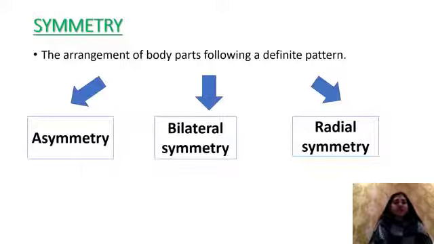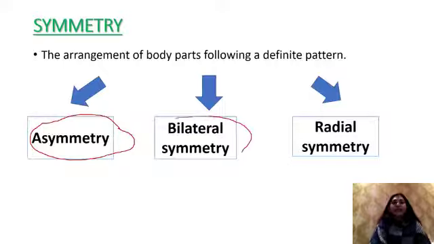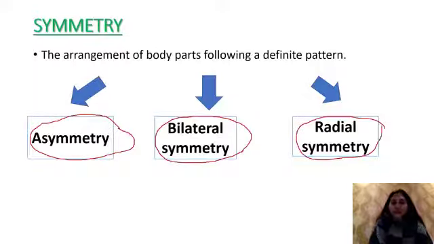The first one is asymmetry. Okay, what is asymmetry? We'll see that. The second one is bilateral symmetry. That also we will go into in detail. And the third one is radial symmetry. So symmetry here is the first criterion following which animals are classified into different phyla. Symmetries are of 3 types: asymmetry, bilateral symmetry and radial symmetry. So now let us see what asymmetry is.